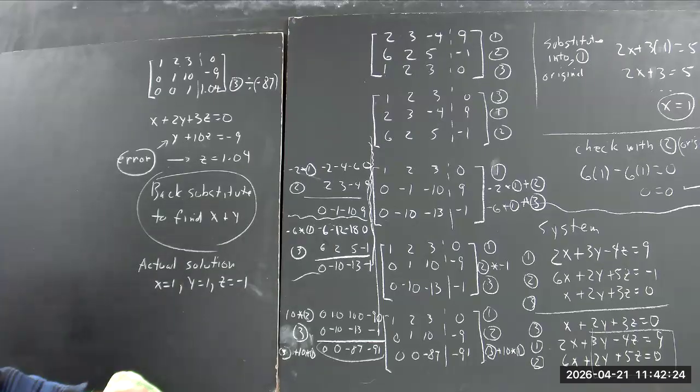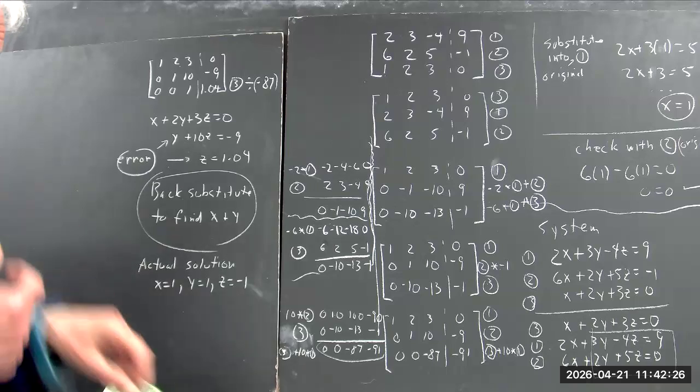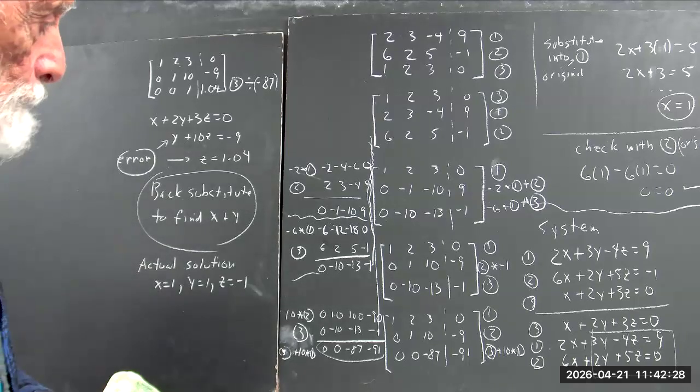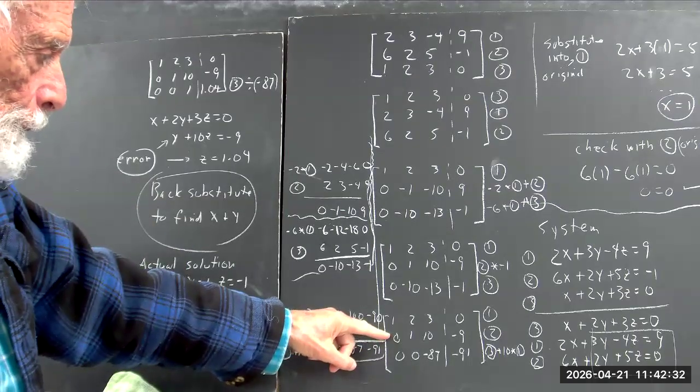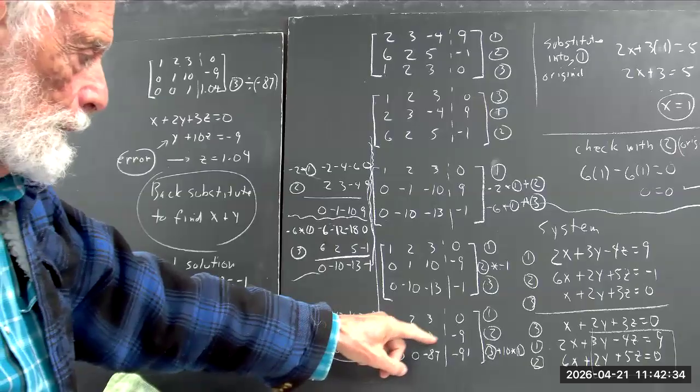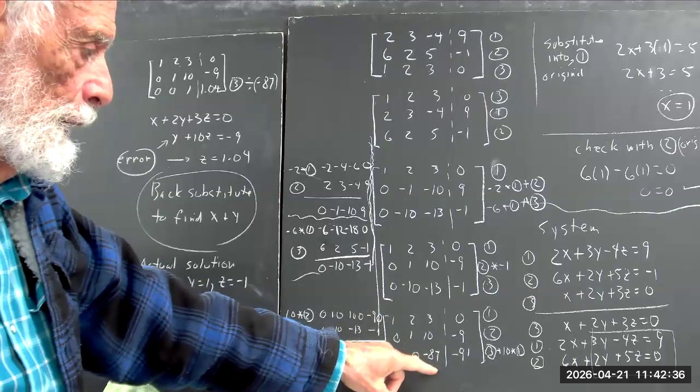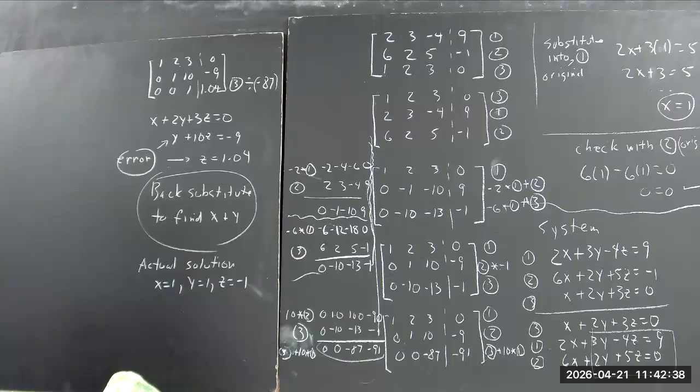So that's the key to the system. And again, that's what you get. If you've got a 0 here, you're just going to have a Y plus something. And 0, 0 here, you're going to have an equation for Z. Okay?